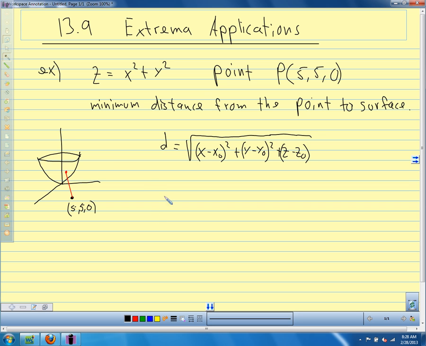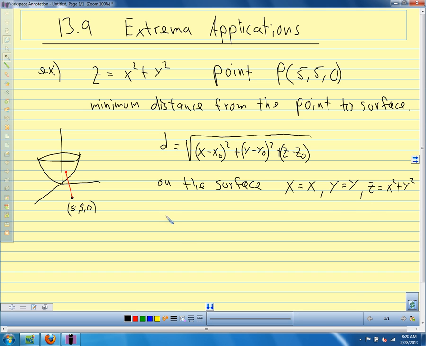So on the paraboloid, on our surface, we're just going to say x equals x, y equals y, and z equals x squared plus y squared. So now, if I substitute these in, I have a function of two variables rather than a function of three variables. Because right now, the way I wrote it here, this is a function of three variables. On my surface, I can change it to a function of two variables.